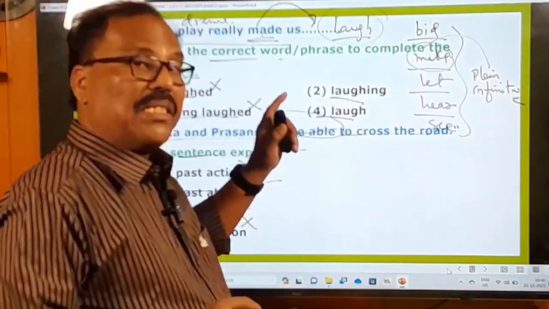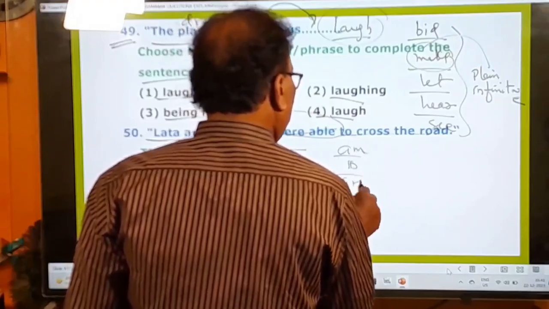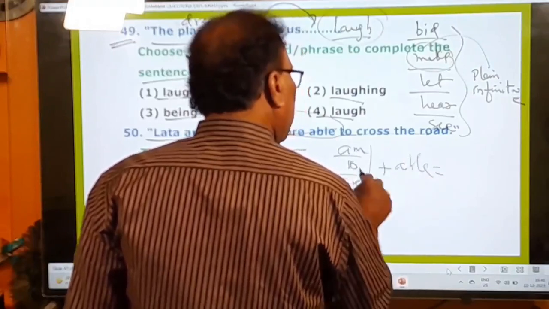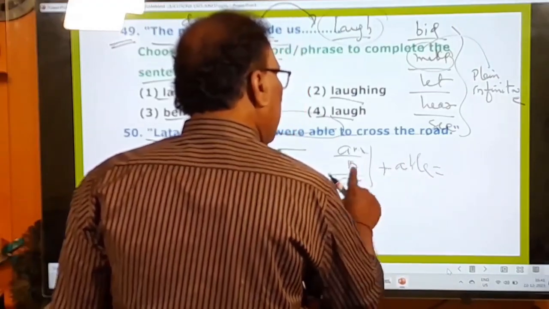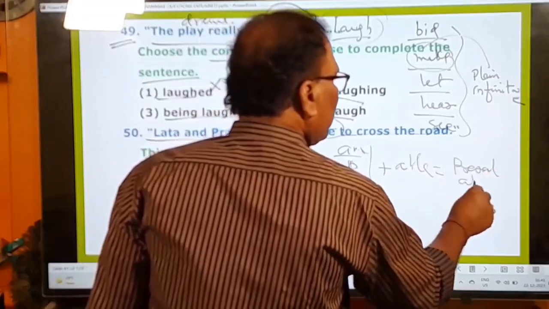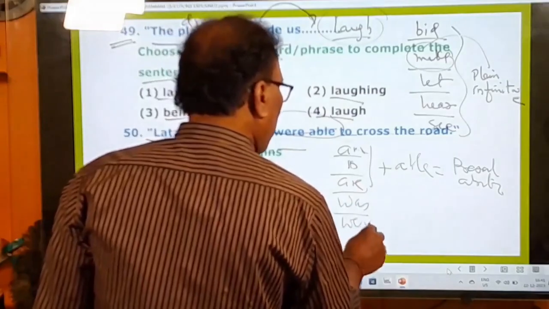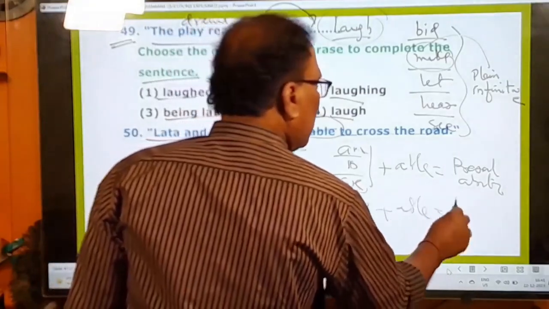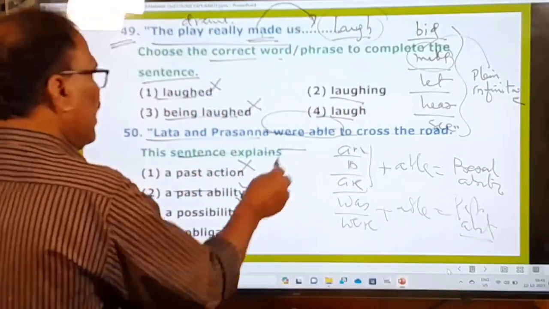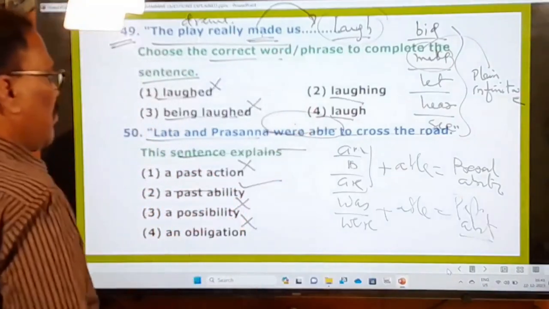Am, is, are plus able indicates a present ability: am able, is able, are able. And here was and were plus able indicates past ability. So it's like that. Here it is indicating the past ability. And now let's move on to the next question.